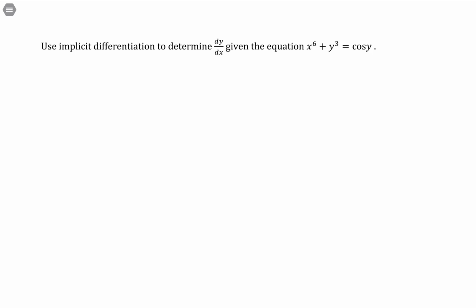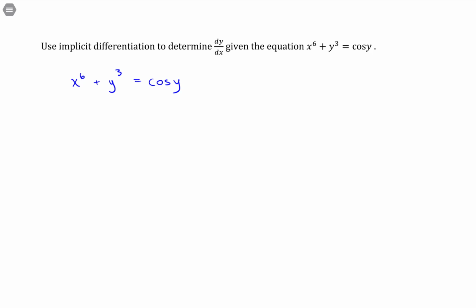Use implicit differentiation to determine dy/dx given the equation x to the sixth plus y cubed equals cosine y. So this function looks a little bit different and trickier because we have this trig function. But it doesn't make the problem really any different at all.